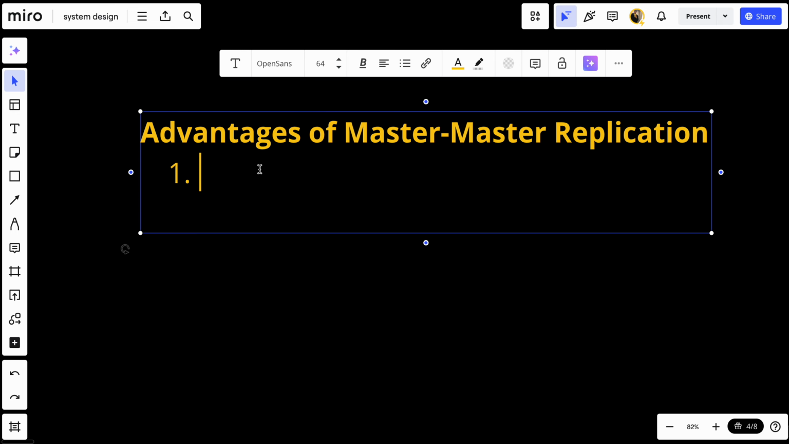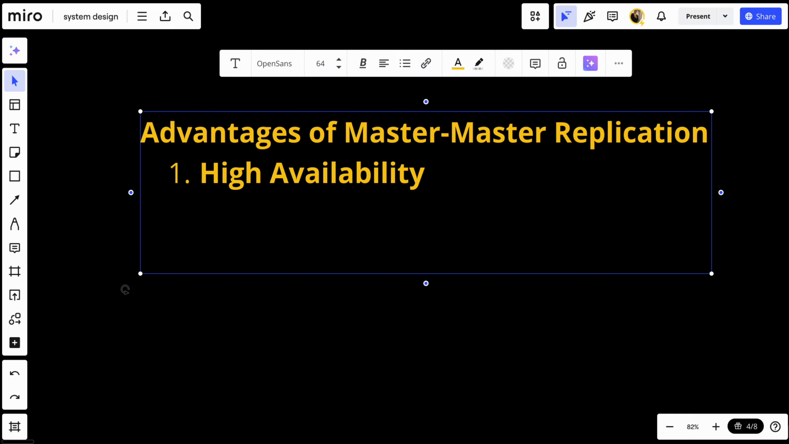Let's add a new text. So let's talk about the advantages of master replication. The first thing, I guess, which will be quite obvious, is high availability. Since every master can accept writes and continue operating independently, the system remains available even if one master fails. This eliminates the single point of failure seen in master-slave architecture.